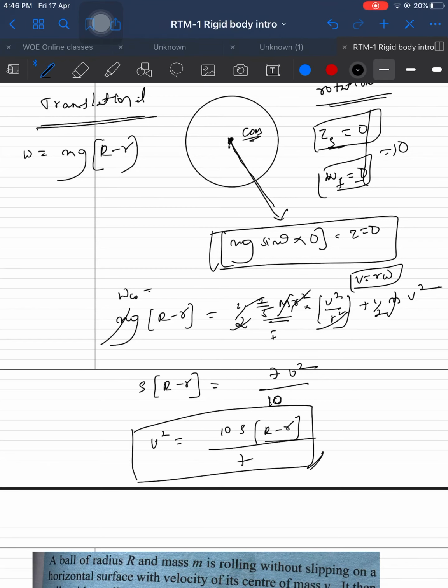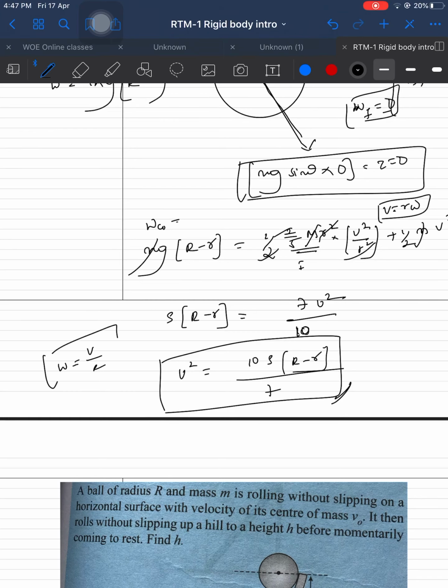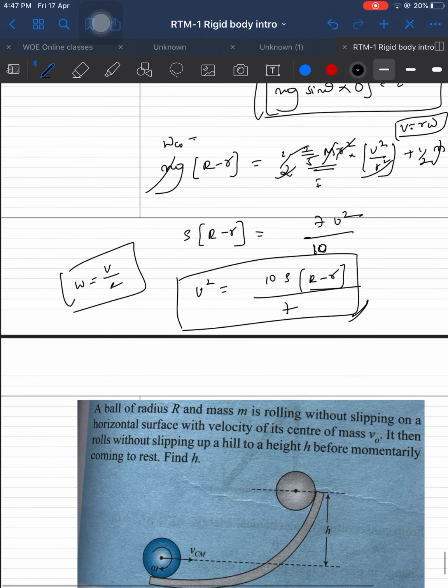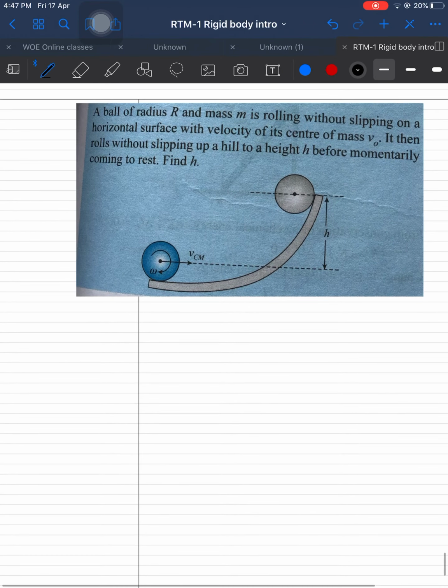What was asked? What is the speed? That is the speed we got at the lowest position. Okay, so if we want to find omega, v is equal to r omega, so omega is equal to v by r. If you substitute, you will get the answer. Okay, let's see the other question.